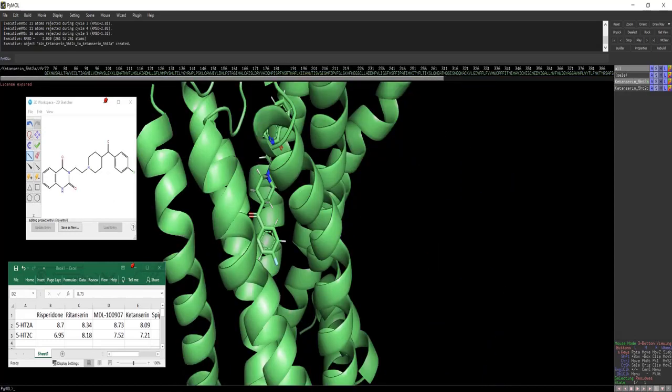Let's look at another 5-HT2A selective antagonist, ketanserin. I apologize if I'm butchering all of these names, by the way. I've never actually heard any of these compounds pronounced.